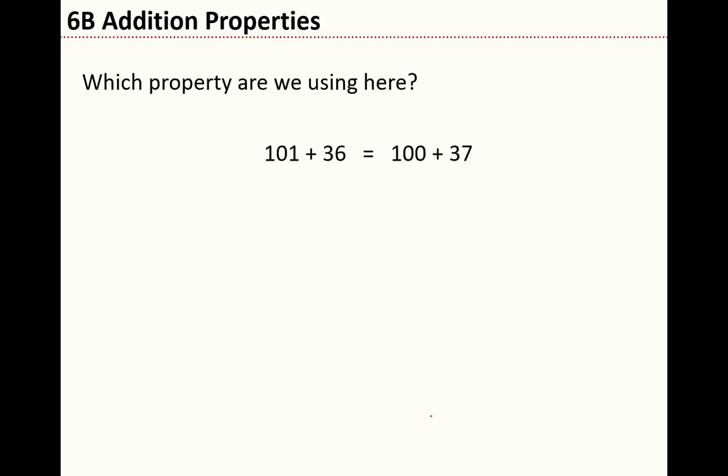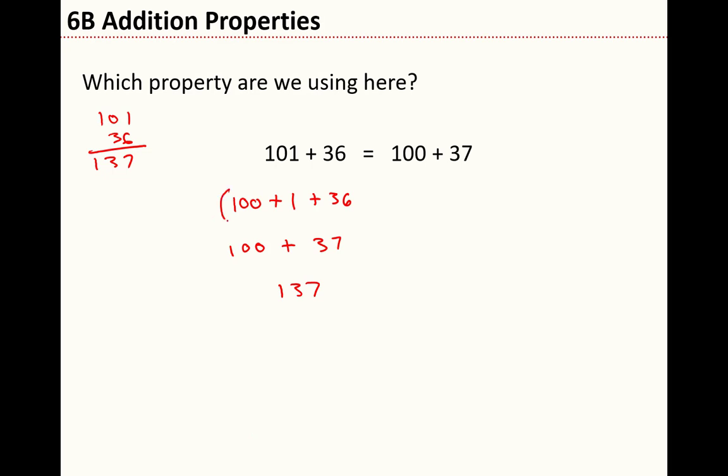What property are we using here? If you want to add 101 plus 36, you probably know that the answer is immediately 137. You don't really go through the addition algorithm, 101, 36, 137. You probably, in your head, think to yourself, well, this 101 is really the same as 100 plus 1, and then I need to add 36. And 100 is nice and even. We'll just leave it out there. I'll add the 1 plus 36 to get 37, and then my answer is 137.